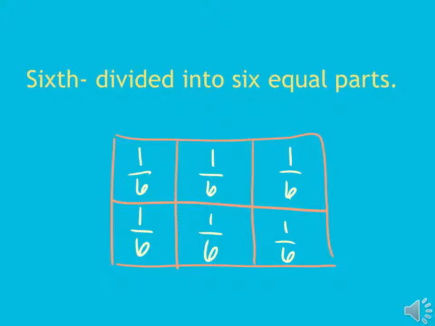Sixths are a fraction that's divided into 6 equal parts. The rectangle below shows 6 equal parts of this rectangle. Each one of the equal parts is 1/6.